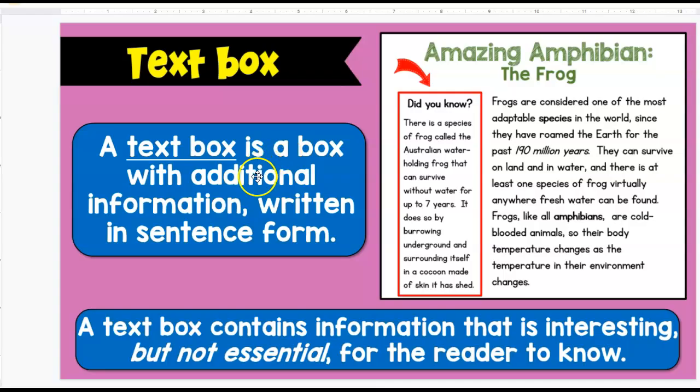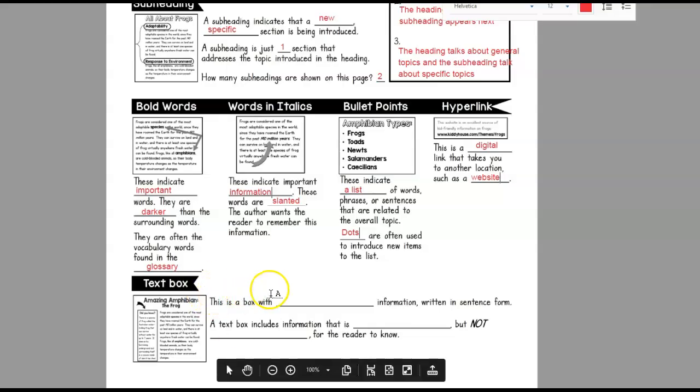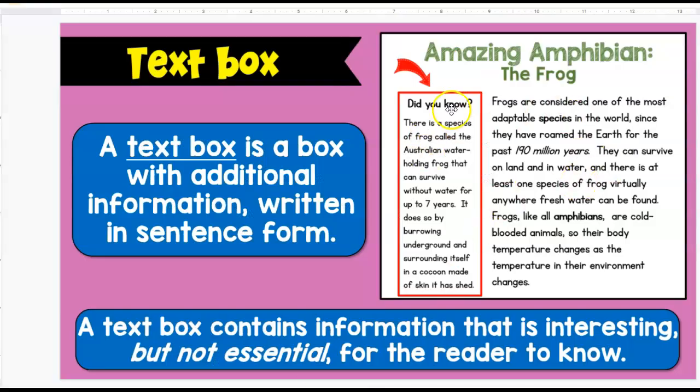So a text box is a box with additional information. Let's go back here. This is a text box with additional information written in sentence form. A text box includes information that is important, but not essential. Essential means that you have to have it. So if I go back to this, I do not have to know what's in this text box in order to understand this frog article, but it certainly gives me lots of information.